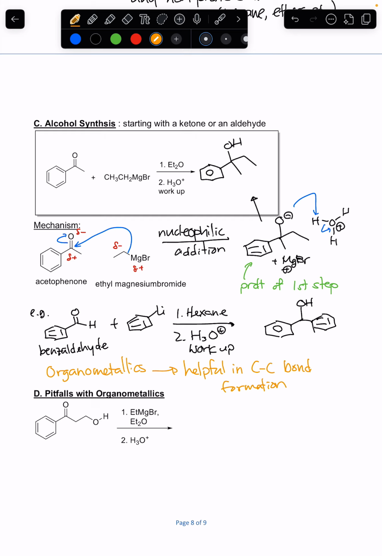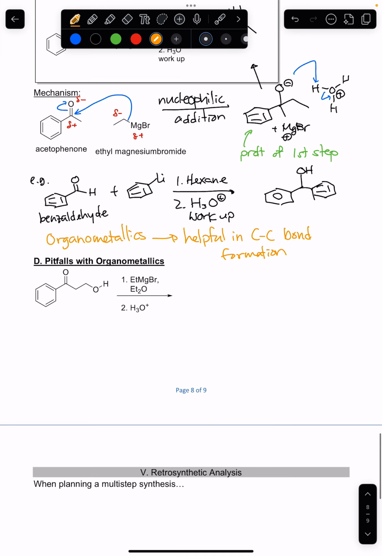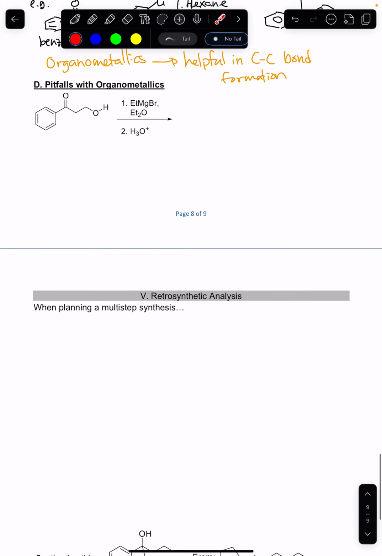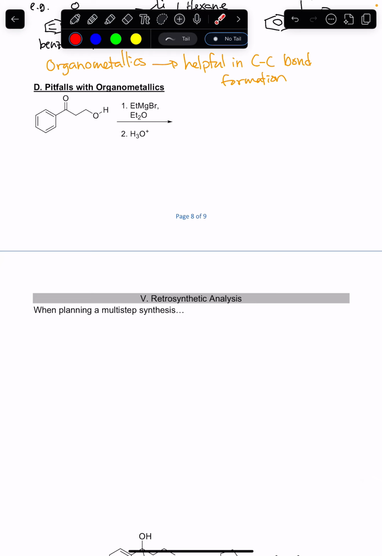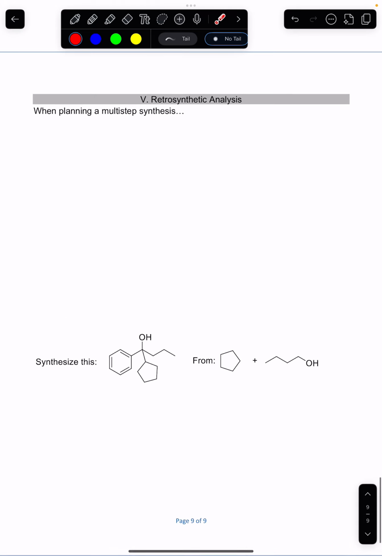So in the final and last video of the chapter, we're going to talk about some pitfalls with organometallics, as well as the idea of synthesizing complex molecules through a strategy called retrosynthetic analysis. We're going to even think about making this complex structure from something that's very simple. Okay, so I'll see you in that video.